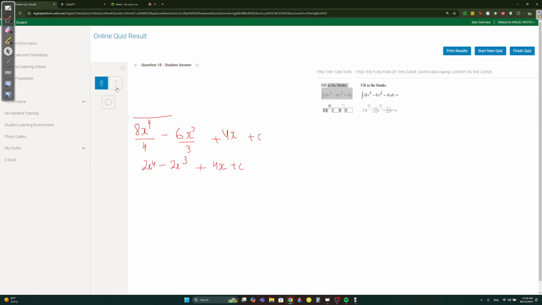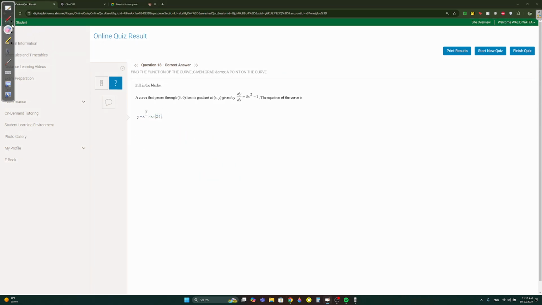Question 18. A curve that passes through 3, 0 has its gradient, given by dy over dx, is 3x squared minus 1. So they gave you the derivative. What is the equation of the curve? How do you find the equation? Guys, just integrate. Integral 3x squared minus 1 dx.